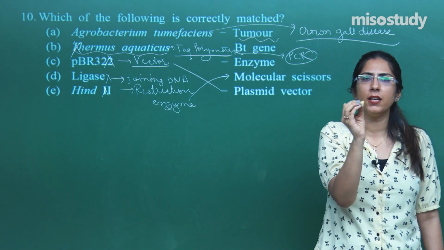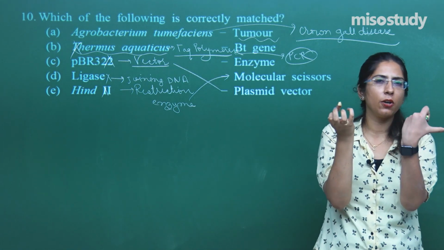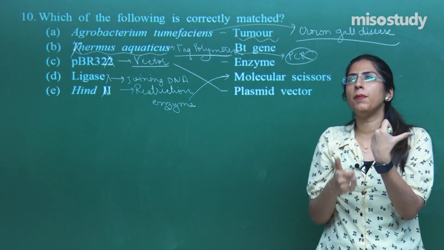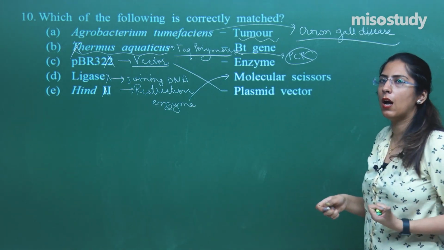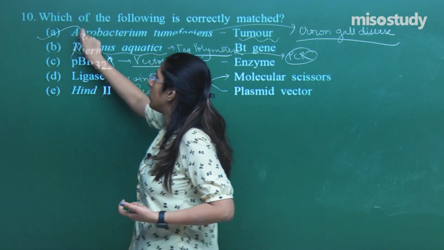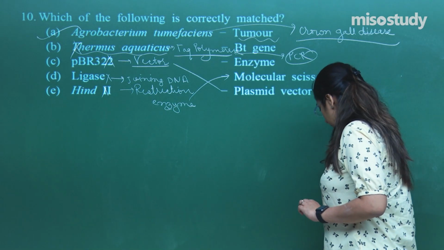When they incorporate the DNA into the plant cells, that DNA gets accumulated in the plant cells and replicates with the help of host machinery. When they replicate, they produce the tumor or the crown gall disease, and this is used for the transformation process. So the correct option for the 10th question is option A, that is Agrobacterium tumefaciens.